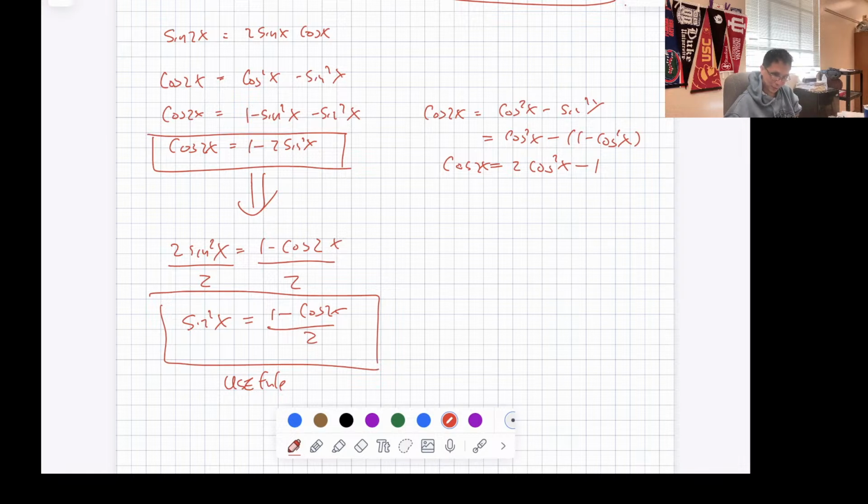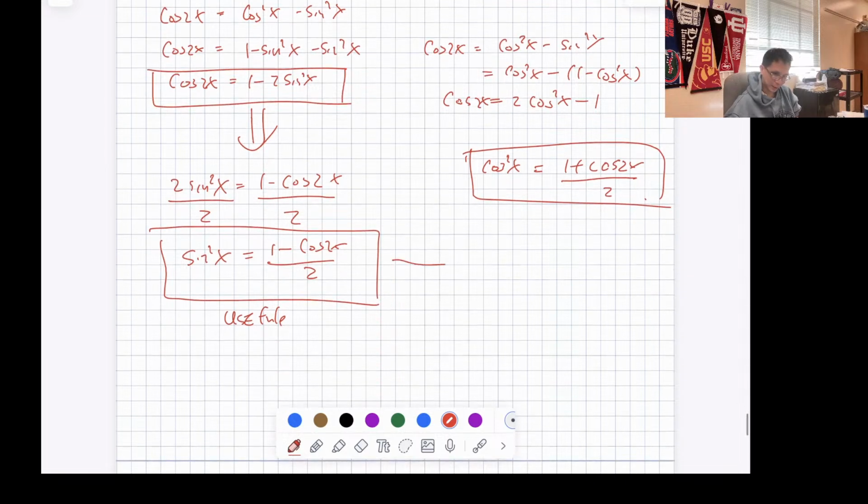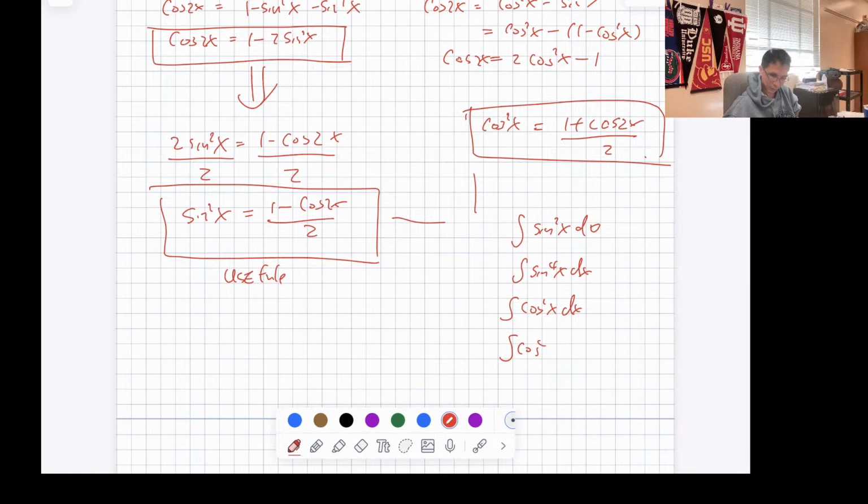And if I solve for cosine square of x, it's going to be cosine square of x equal to 1 plus cosine of 2x over 2. And this is useful, I would say, for integration of, let's say, sine square of x, or integration of sine to the 4th x, or integration of cosine square of x, or integration of cosine to the 4th x. It's all an even function, even power of sine and cosine.